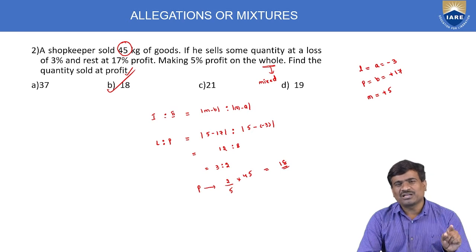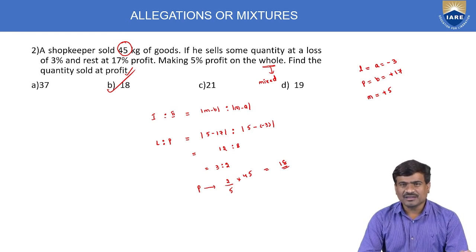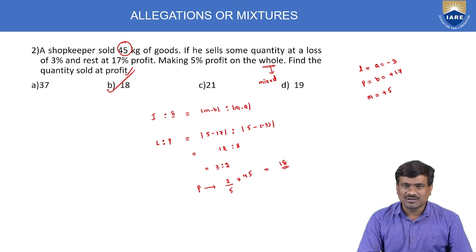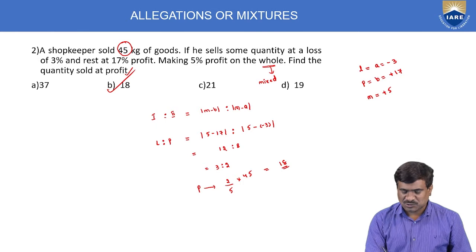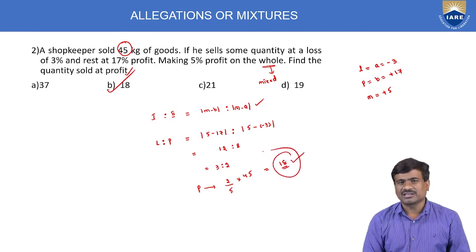Simple method: just apply the allegation method. Here, loss is to profit is equal to M minus B is to M minus A. A indicates loss, so minus; B indicates profit, so plus. Also check whether the mixed part is profit or loss. If it is profit, use the plus operator and substitute in the above formula. By using the ratio, with the total quantity given, find the profit quantity: 18 kgs.